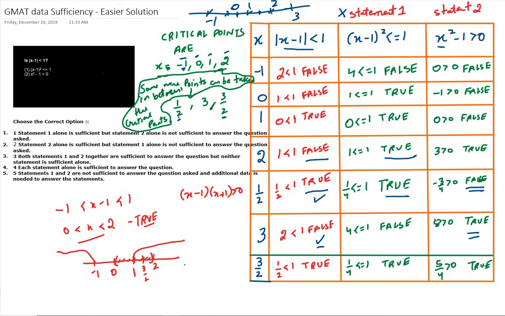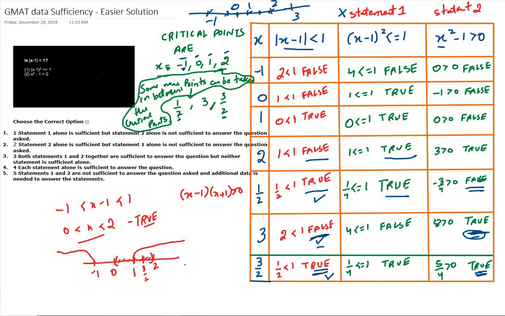They are opposite. But when we come to this point, statement 2 is true but the main statement becomes false, right? Oh sorry, the main statement becomes true. Here statement 2 is true and the main statement is false. Here statement 2 is true and the main statement is true. So there's a contradiction, right? So statement 2 alone is also not sufficient to answer the question.